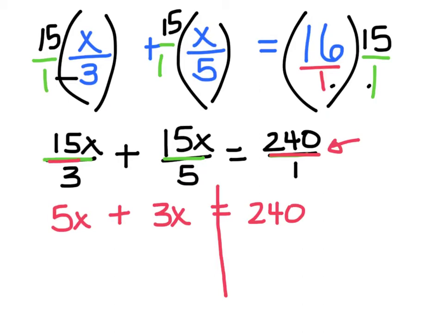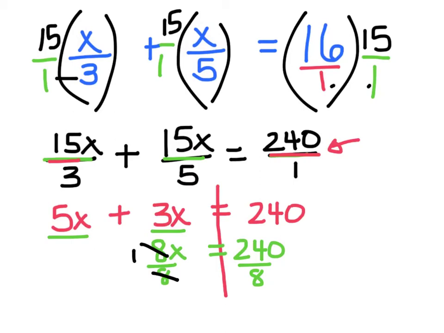Now I can draw my line down through the equal sign and solve it just like I normally solve equations. So I'm going to combine these like terms. 5x and 3x is 8x equals 240. My last step is just to divide by 8. Over here, 8 divided by 8, that's just 1x. And 240 divided by 8, that gives me 30. So my answer is x equals 30.